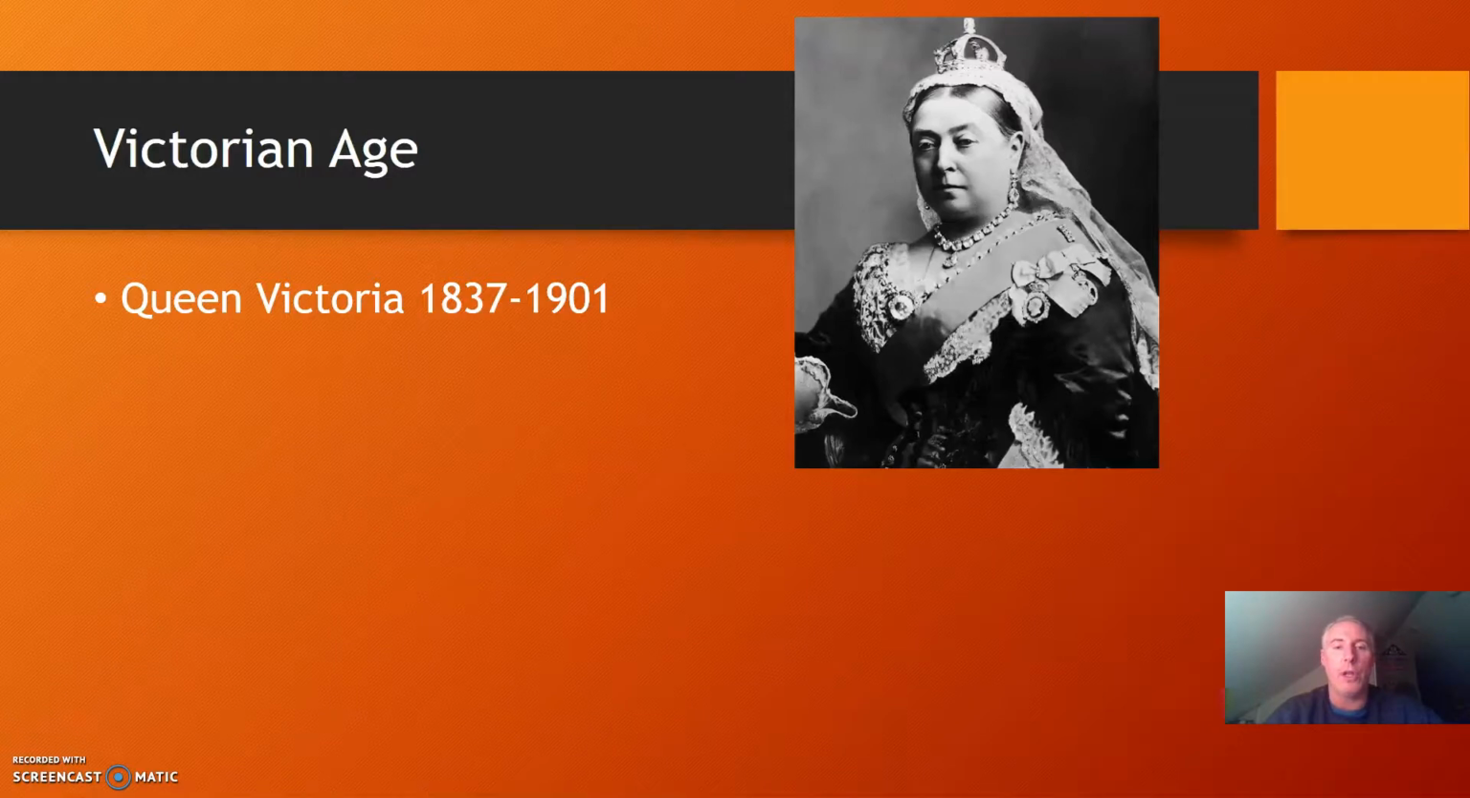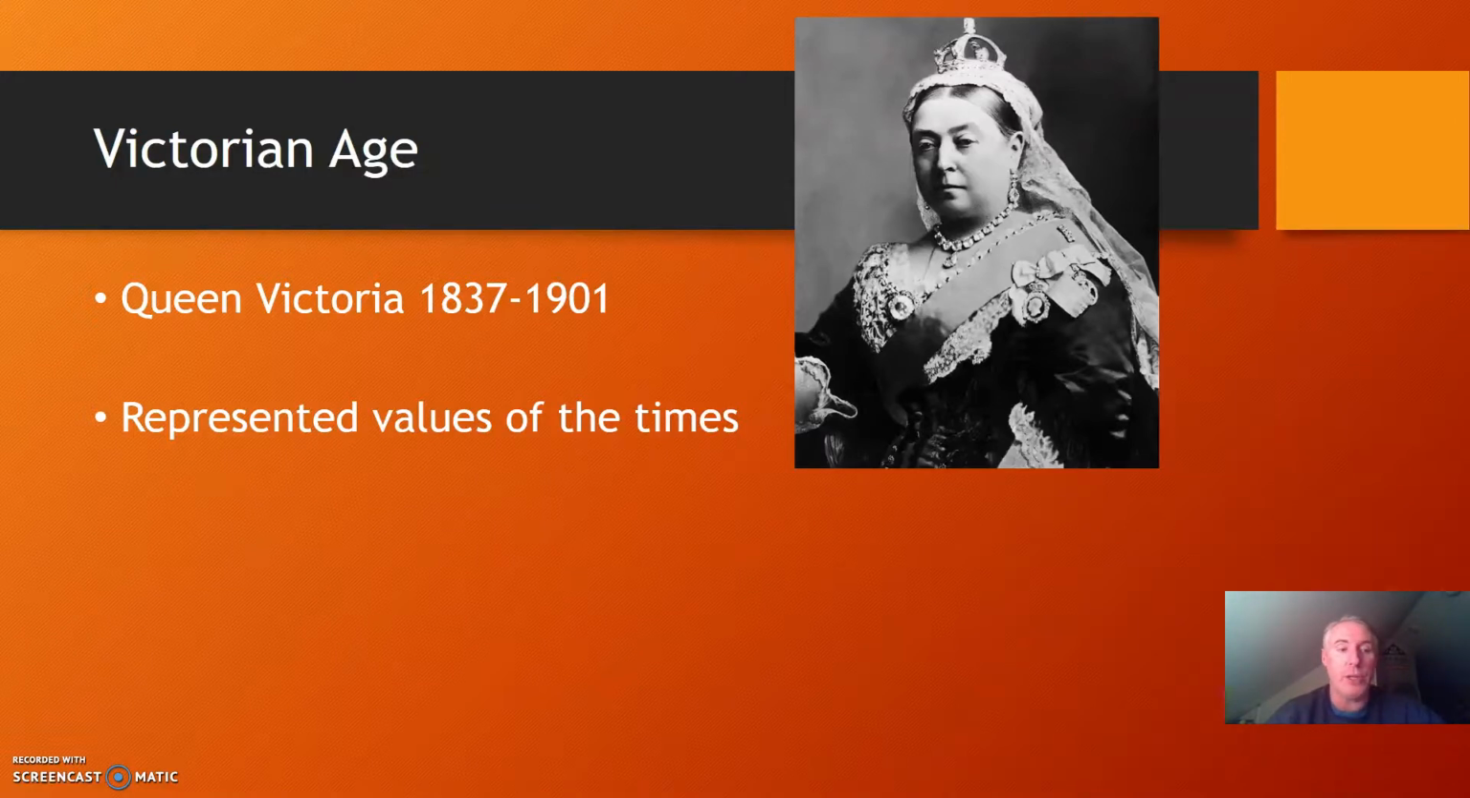By the time Victoria came to the throne, the monarch didn't have much real political power, but she was still very influential culturally. She came to represent the values of the times, what became known as Victorian ideals, and they included duty, hard work, respectability especially. Victoria herself tried to live life by these values.